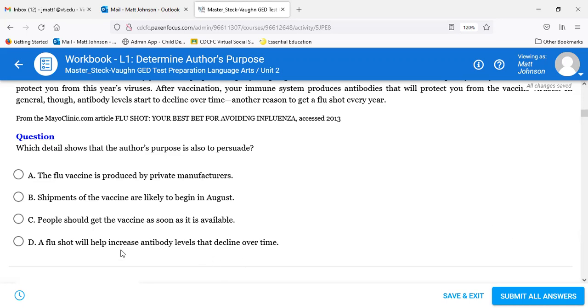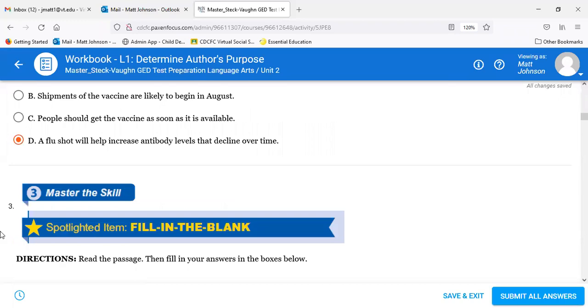D? D, yeah. And that's your tip off in a question like that, right? Which detail? So we're talking about something more specific, a detail. Some of this other stuff here is very general. People should get the vaccine as soon as it is available. That's general. That's not a detail, right? That's not information. It's not a fact. Shipments of the vaccine are likely to begin in August. Yeah, that is kind of a detail, but it doesn't necessarily go with the author's purpose of persuasion, right? And a detail like how a flu shot works, what it does, is going to help persuade people to get it. 2 is D as in dog.